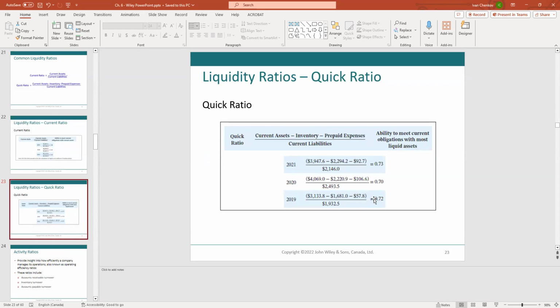Why? Because initially it was 0.72. Then in the next year, they went down to 0.70. And in the third year, they jumped to 0.70. Yes, they definitely improved.